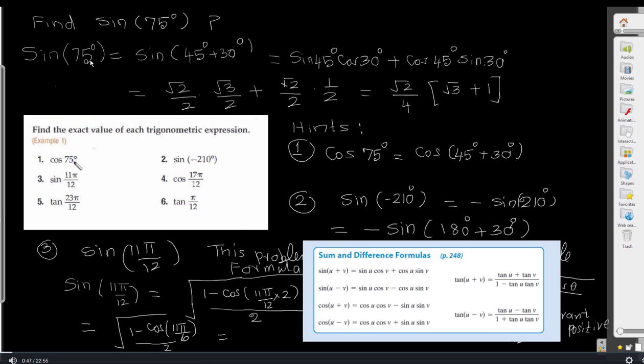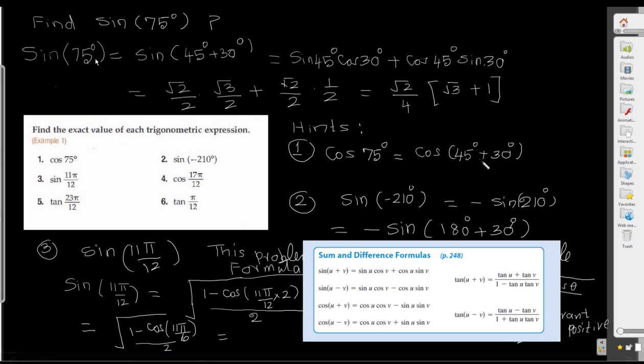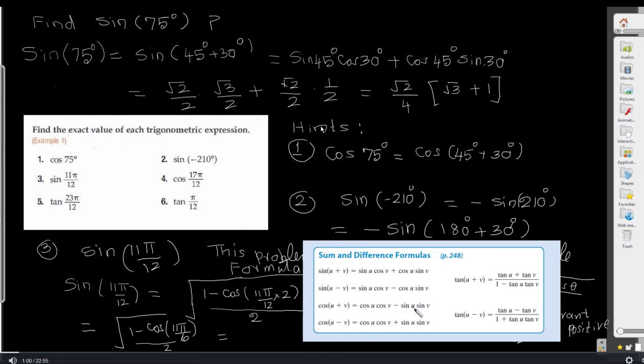75 degrees, you multiply by 2, you get what, 150 degrees. So 150 is the same as what, 180 minus 30. So you know the value of 30. So what is sine of 180 minus 30? So you can take that approach using the half angle formula. And here's the other one, cosine 75, the same way.